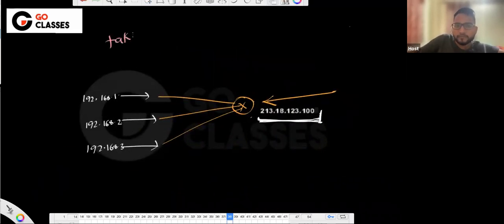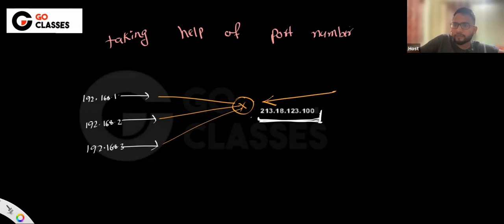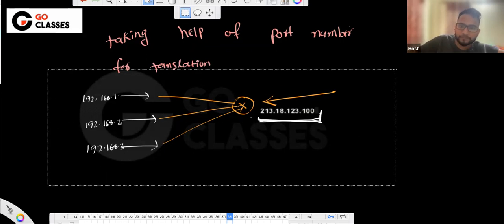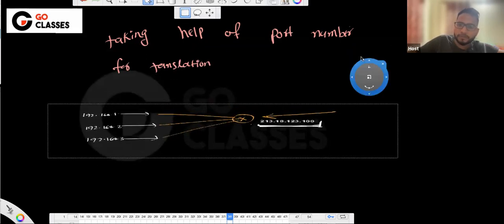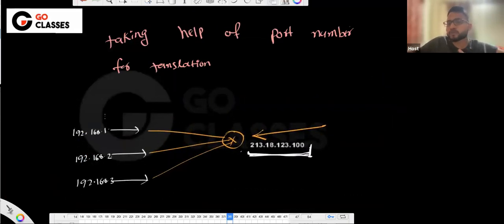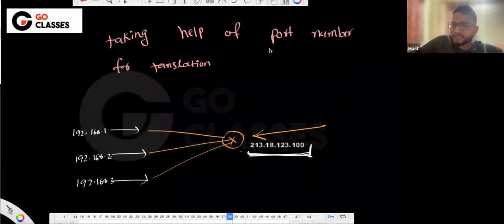Taking help of port number: port translation. Let's see how the port number is helping us. Again, I'm only talking about the source. Destination port and destination IP have nothing to do with NAT. The port number or IP or anything is just for the source. The destination thing I cannot change. This is for the source only.